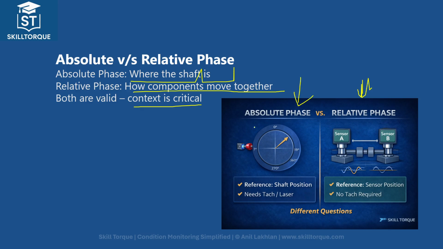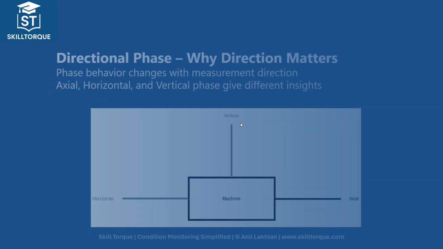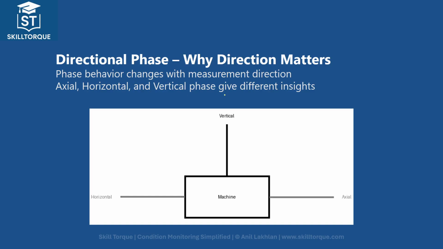So now let's talk about the directional phases. What are the directional phases? Normally axial, horizontal, vertical, three different directions. The phase that we measure in these directions is known as the directional phase.